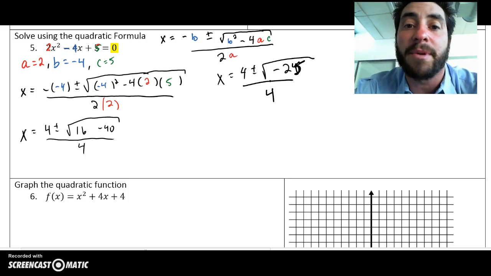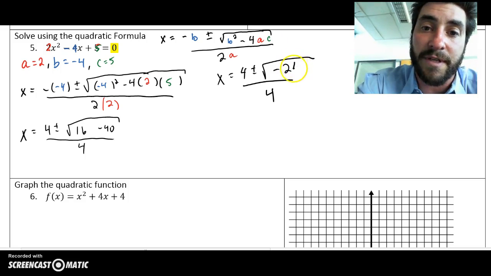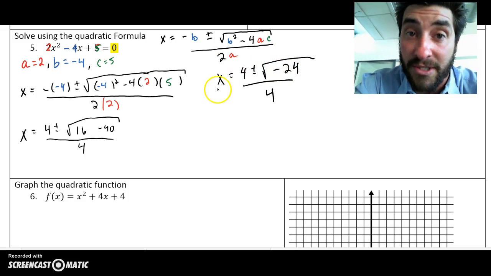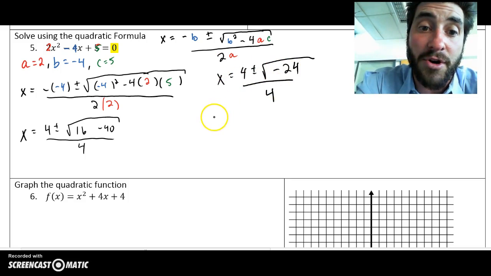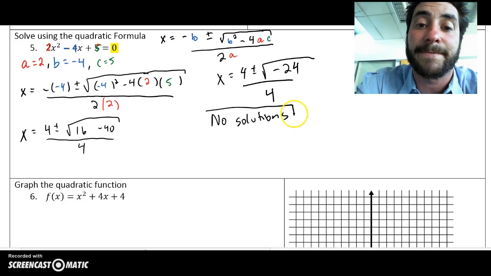So, there is no number that multiplied by itself will ever be a negative. So the square root of negative 24, you can't do this. If you can't do this, you won't get a solution for x. Therefore, there are no solutions for x.